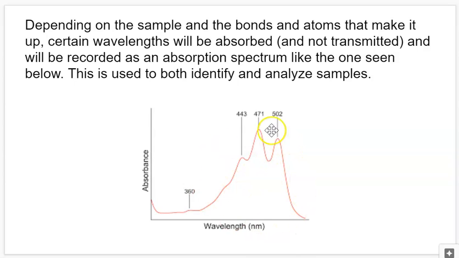In whatever this graph is, we see that we have three peaks here at 443, 471, and 502, and then a really, really small peak here at 360. That's telling us how many photons of light corresponding to that wavelength are being absorbed. And this can give us a lot of opportunities to both identify and analyze different samples.